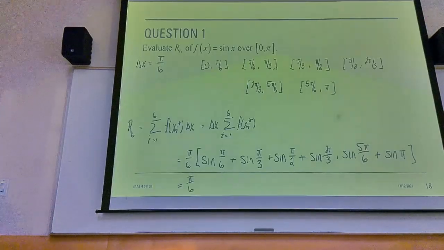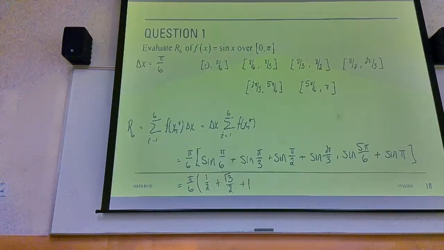Sine of pi over 6 is what? 1/2. What about pi over 3? Square root of 3 over 2. Pi over 2? That's 1. 2 pi over 3? I think that's still square root of 3 over 2. 5 pi over 6? 1/2. Pi? 0.